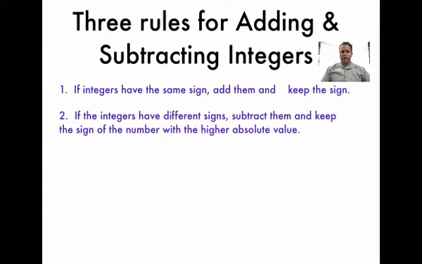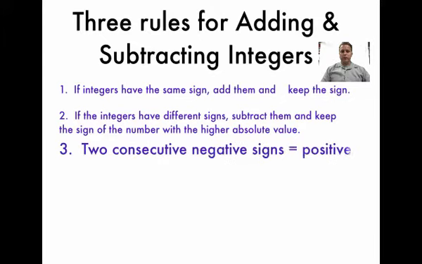So to review, first rule, if the integers have the same sign, add them and keep the sign. Second rule, if the integers have different signs, subtract them and keep the sign of the number with the higher absolute value. Our third and final rule, 2 consecutive negative signs equals a positive. For example, 8 minus a -10. We have a minus and a minus, 2 negative signs. We're going to change that to a positive, and we'd write it as 8 plus 10. Signs are the same. So we have our blue square and another blue square, and that gives us our 18.